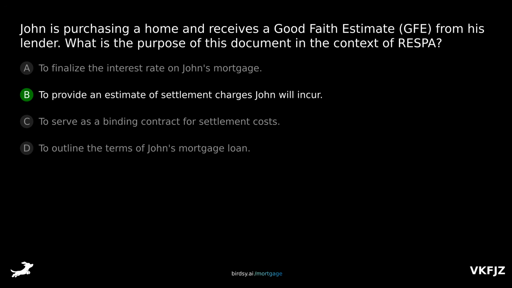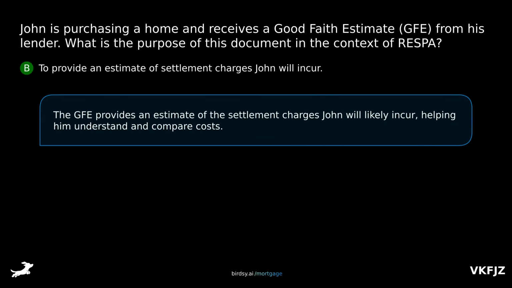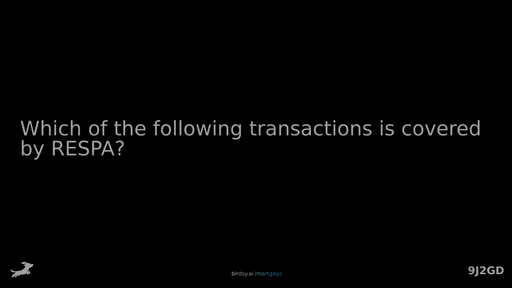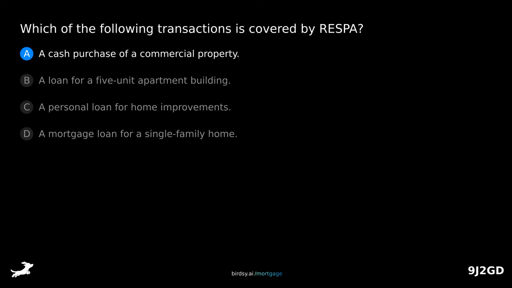The answer is B, to provide an estimate of settlement charges John will incur. The GFE provides an estimate of the settlement charges John will likely incur, helping him understand and compare costs. Which of the following transactions is covered by RESPA? Is it A, a cash purchase of a commercial property?